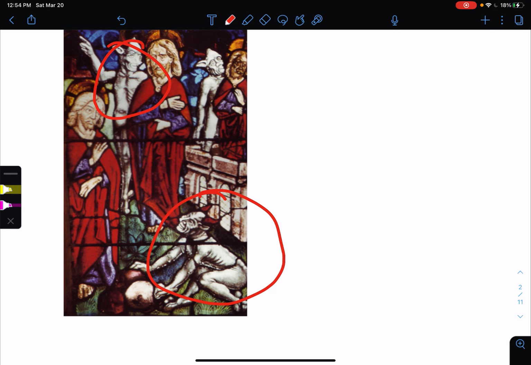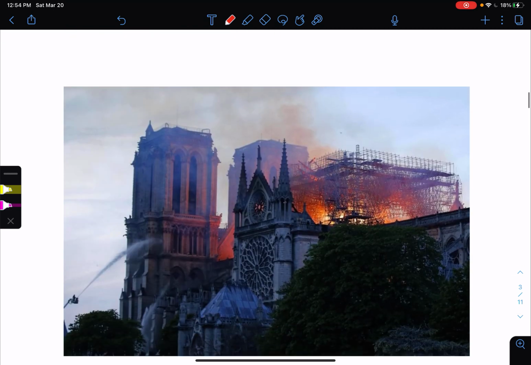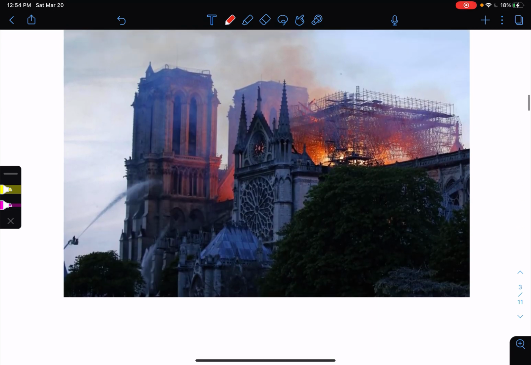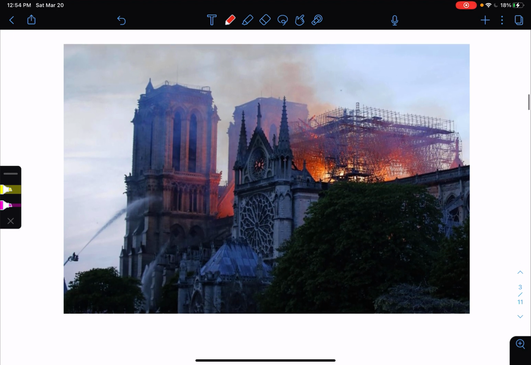Gargoyles are also on these. If you've seen a movie called The Hunchback of Notre Dame, Notre Dame is a very, very famous Gothic church in France, and I'll talk about it in a second. They have gargoyles as well. So this is Notre Dame Cathedral. About 2 years ago, it actually caught fire and a lot of the roof burnt down. So it is in the process of being reconstructed. It is one of the most magnificent examples of Gothic architecture.